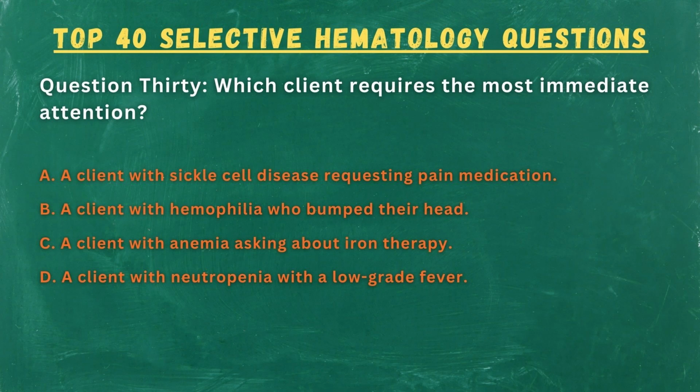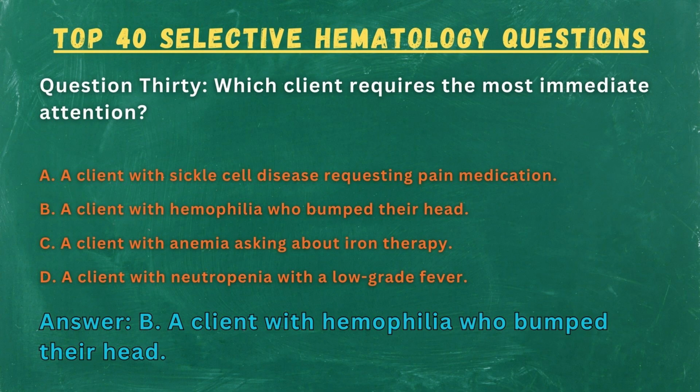Question 30. Which client requires the most immediate attention? A. A client with sickle cell disease requesting pain medication. B. A client with hemophilia who bumped their head. C. A client with anemia asking about iron therapy. D. A client with neutropenia with a low-grade fever. Answer: B. A client with hemophilia who bumped their head.